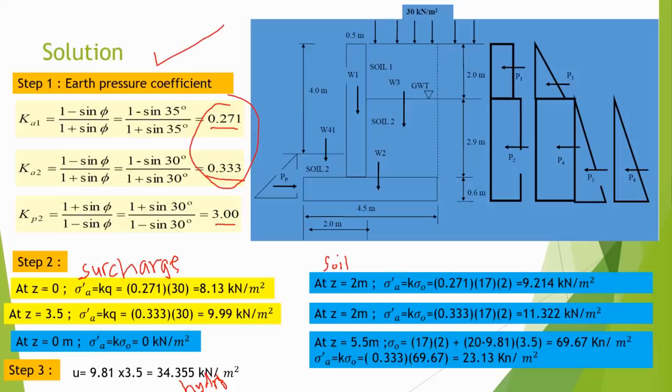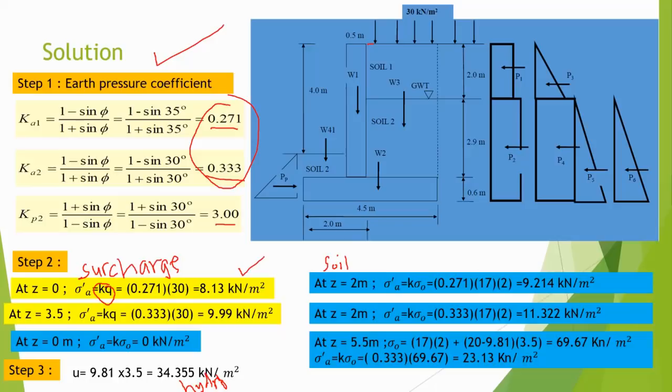Okay, if Z, we start from the beginning. Z is zero, at the top. So, what does it have? There is no soil layer, it only has the surcharge. So, the formula for effective stress with a surcharge is KQ. Remember, KQ. K is the coefficient that we calculated earlier. We take the first layer on top, 0.25, times the surcharge 30. You can get 8.13. Settle.